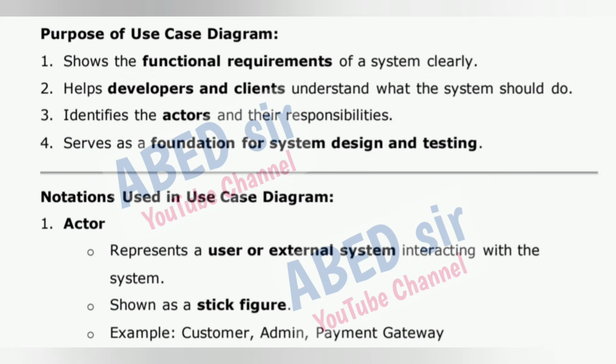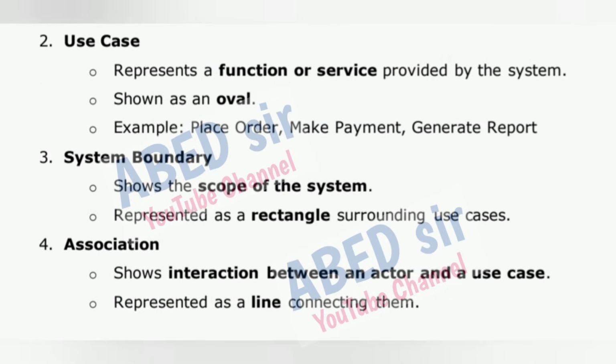Notations used in use case diagram. 1. Actor. Represents a user or external system interacting with the system. Shown as a stick figure. Example, customer, admin, payment gateway. 2. Use case represents a function or service provided by the system, shown as an oval. Example, place order, make payment, generate report.